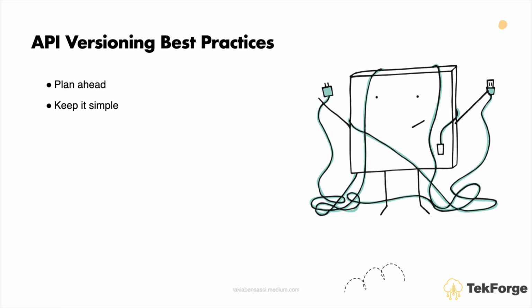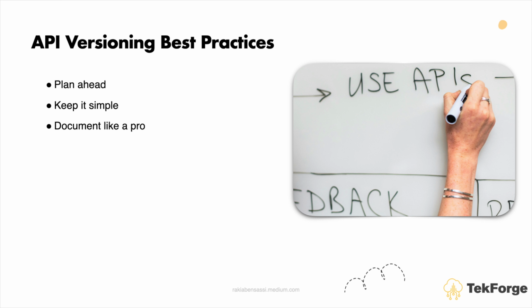Keep it simple. Start with a simple versioning strategy that meets your current needs. Add complexity only when necessary. Simplicity in versioning makes it easier for both developers and users to understand and adopt the API. Document like a pro. Every versioning change should be well documented to clear up any confusion. This helps users understand what features and changes are available in each version and how to use them.